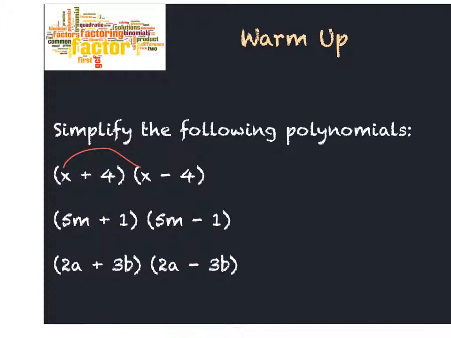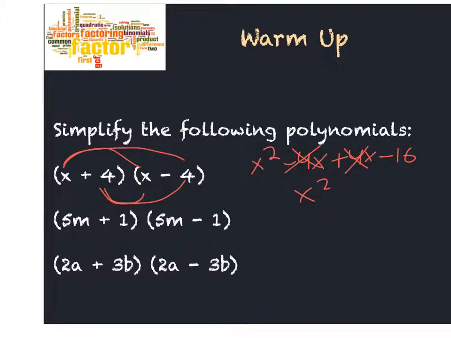It's x times x, which is x squared. And then we have x times negative 4, which is negative 4x. Then we have 4 times x, which is 4x. And we have 4 times negative 4, which is negative 16. These two 4x terms in the middle are going to cancel out. Negative 4x plus 4x is 0. So all we're going to be left with is x squared minus 16.